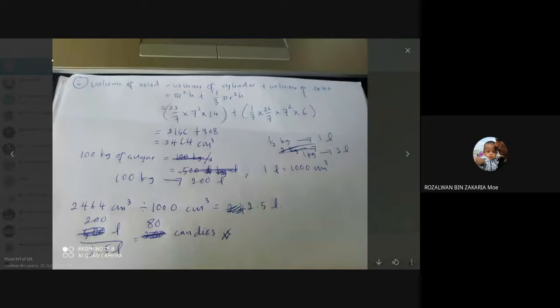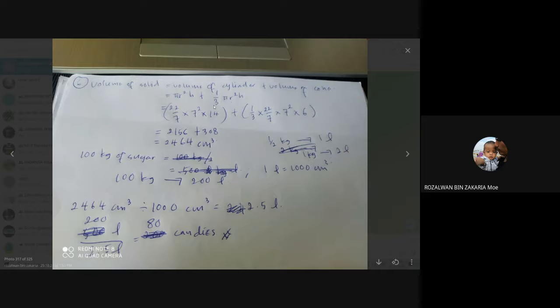To solve this, firstly we have to find the volume of the solid, which is the volume of the cylinder plus the volume of the cone. You have to remember the formula for the volume of the cylinder, which is pi r squared h, where smaller h refers to the height of the cylinder and r means the radius of the cylinder. Then plus the volume of the cone, which is 1 over 3 pi r squared h, where smaller h means the height of the cone and r means the radius of the cone.